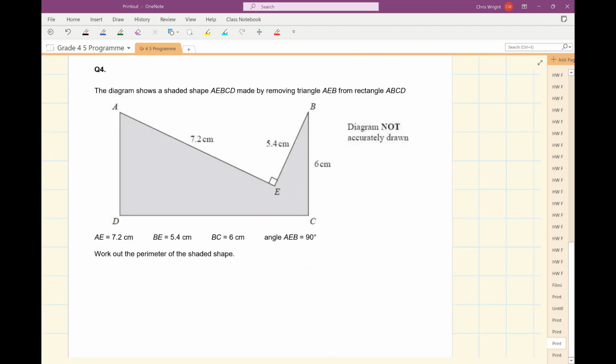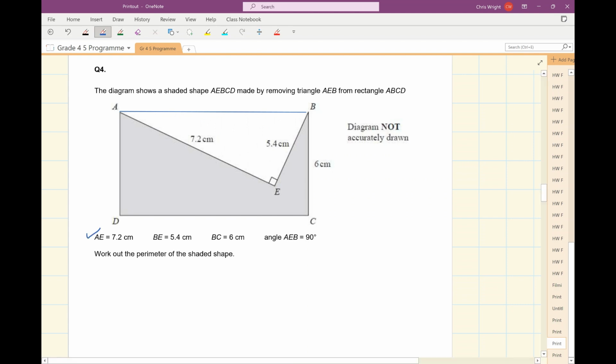Question 4. The diagram shows a shaded shape, made by removing a triangle from a rectangle. Yes, look, I see. So what they've done is they've got a rectangle and they've cut away a triangle from the top, haven't they? They've cut away this triangle there. Okay. Now they're giving us some side lengths. Let's check that each one is written on the diagram.